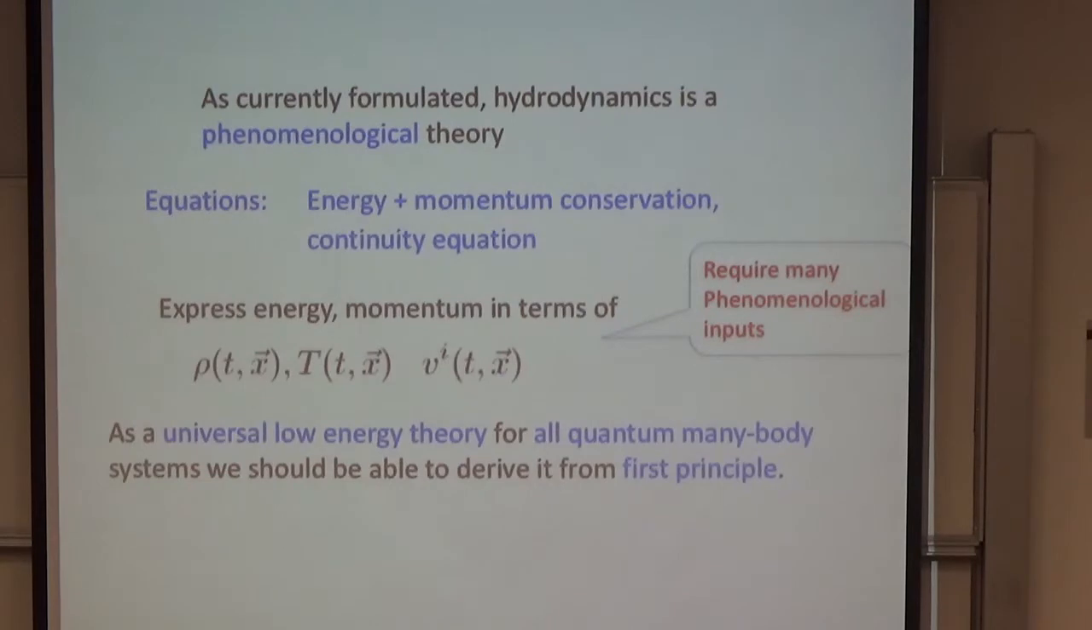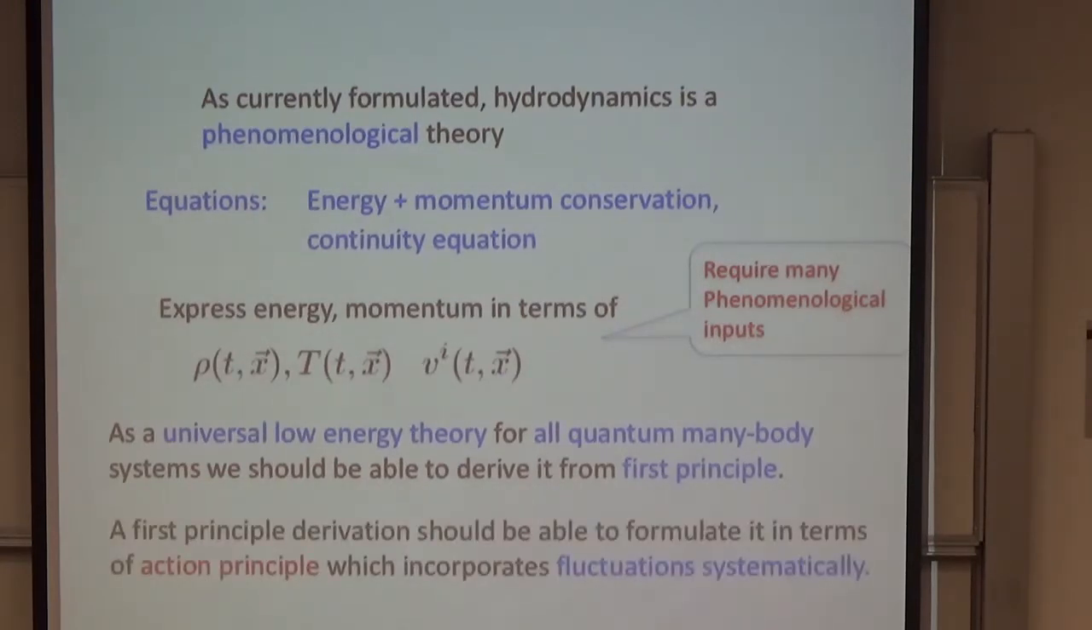This first principle derivation should also help us formulate it in terms of some kind of action principle, rather than just equations of motion. Once you can formulate it in terms of an action principle, then of course you can incorporate fluctuations systematically. So in this course we look for some kind of first principle formulation of hydrodynamics, really formulated as a general low energy effective theory, rather than as a phenomenological theory.